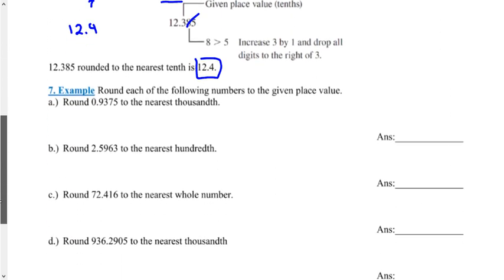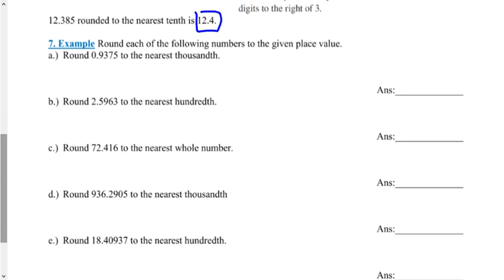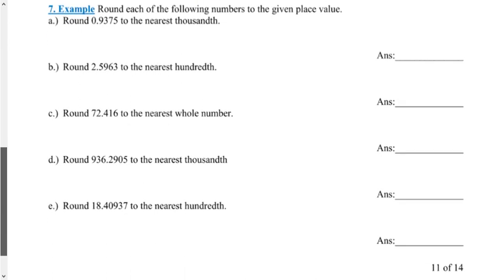Okay. All right, let's do these. We've got 5 more problems, and then we're done for the day. I know this got a little bit long. I apologize. So round 0.9375 to the nearest thousandth.